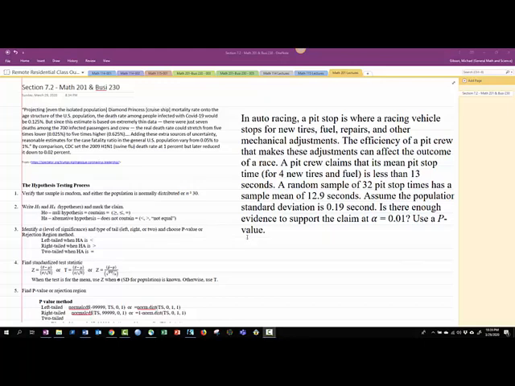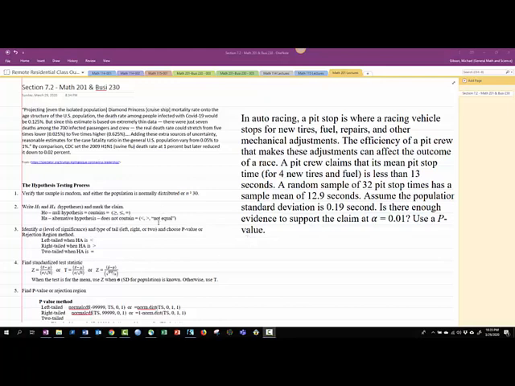Hello. This is a lecture on the material in section 7.2 for Math 201 and Business 230. It's really hypothesis testing, all right? So before our last test, well, it was before spring break even, we went through and looked at all the different pieces of this process. And now we're going to put them together.